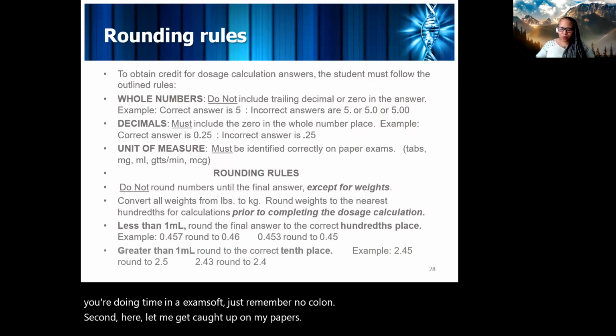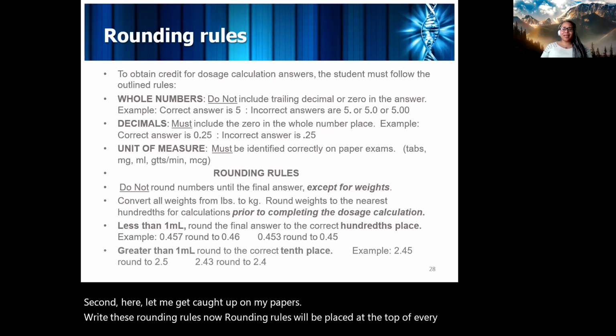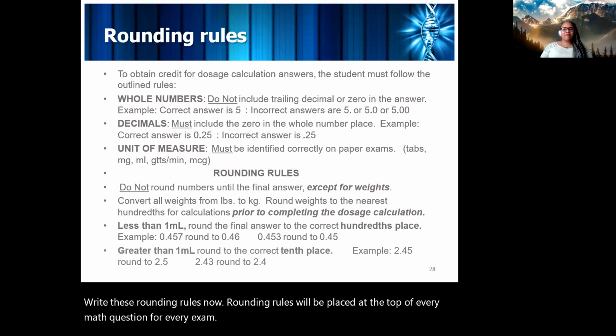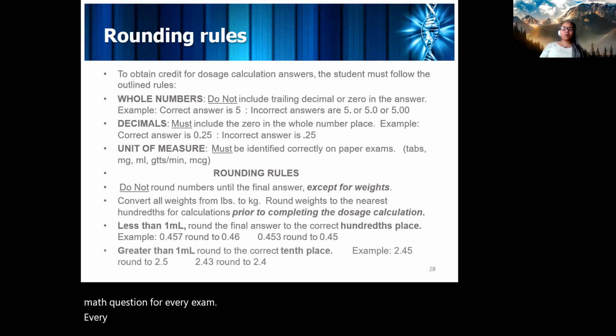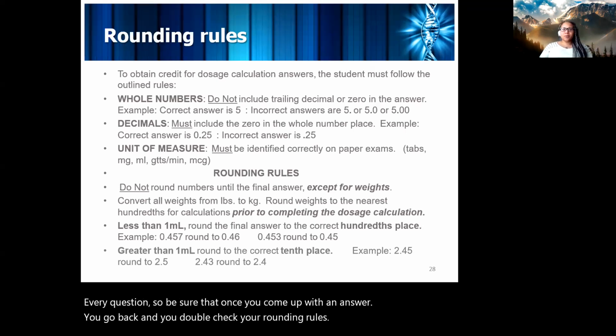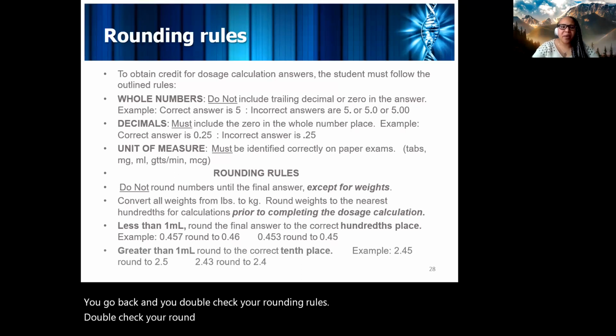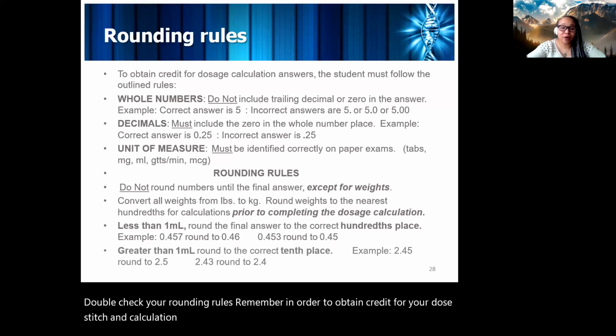Right, these rounding rules. Rounding rules will be placed at the top of every math question for every exam. Every question. So be sure that once you come up with an answer, you go back and double check your rounding rules. Remember, in order to obtain credit for your dosage and calculation answers, you have to follow the rules.